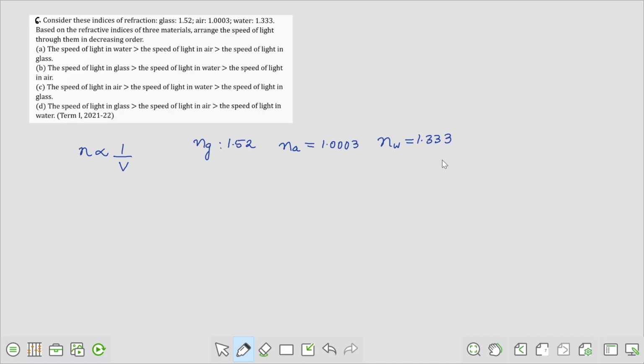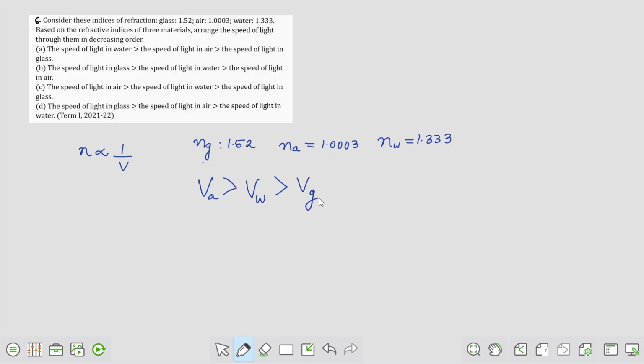Absolutely, speed of light will be greater in air, because compared to glass and water, the refractive index of air is less. So first, speed in air is greater. Then who will come second? Water. Compared to glass, the refractive index of water is less. So after air, you will have to write speed in water. Then last is speed in glass.